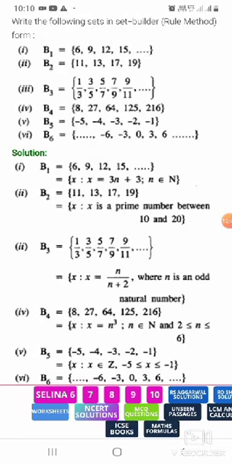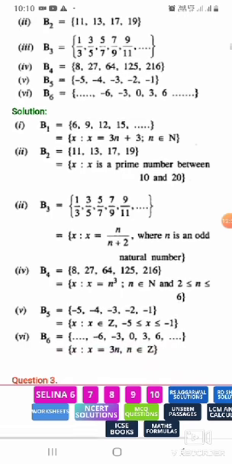Then B2 is equal to 11, 13, 17, 19. Let us take one more problem here, but it is a finite set. The reason is the elements are being fixed within the given boundary. So here 11, 13, 17, 19, and by seeing them, you can see the characteristic of them.